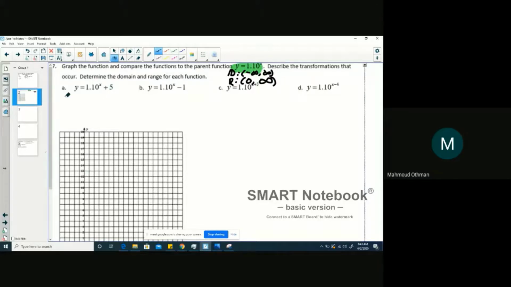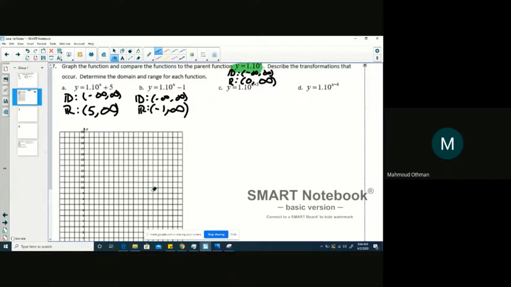Now, let's take a look at this guy. The domain of this guy, and all my exponential functions, is all real numbers, or -infinity to infinity. The range, if I recall correctly, this function tries to approach 5, but never really gets to. From the right side, it keeps increasing, so it goes all the way to infinity. This one right here tries to get to -1, but doesn't get there, and it goes all the way to infinity.